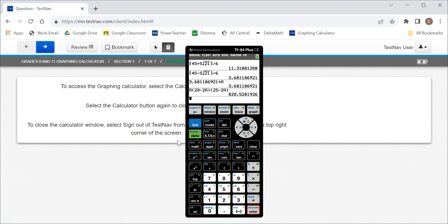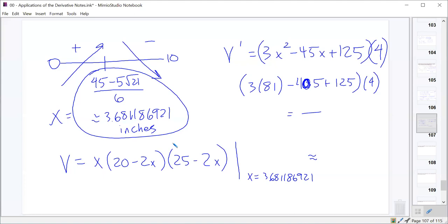And then we also had 25 minus 2A. And if we hit enter on that, we end up with 820.5281926. And we can go right in here and say this was approximately equal to 820.5281926 inches cubed. And again, on the AP test or on my test, you can round to 3 decimals. So 820.528 would be acceptable, or anything more than that also is good.